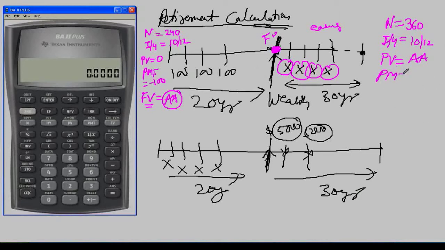Now PMT, is it known to me? PMT is not known to me. Is FV known to me? FV will be 0, because we are saying that he will not leave any money for his children. Okay. So this is how you will compute. Please note that in all the calculations there will be one unknown, which we will be computing.